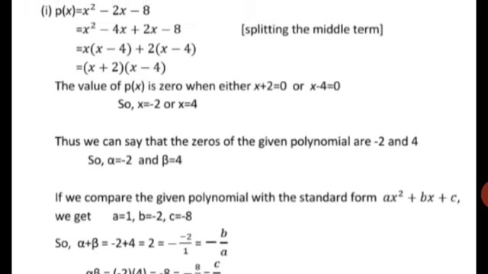A is equal to 1. This is very simple. You have to just go on checking the given polynomial, comparing it with the standard form. So a is 1, b is minus 2 and c is minus 8. That is the constant term over there. With this knowledge, let me move to the next part.